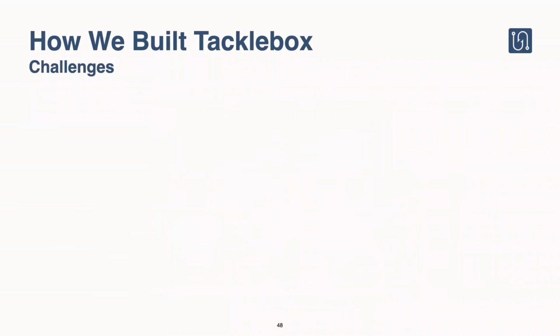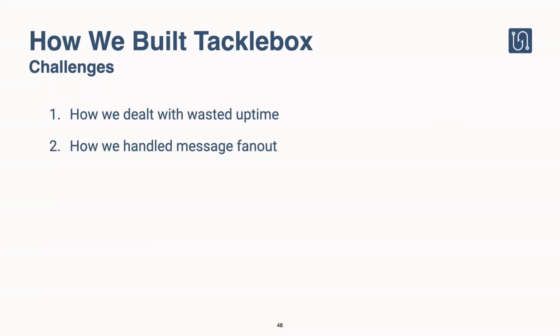Okay, so now that we've shown the end result for our architecture, we're going to talk about some of the challenges we faced along the way. Again, these challenges influenced our implementation and are how we went from our initial approach to that final architecture. These challenges are how we dealt with wasted uptime, how we handled the message fan-out process, and how we persisted message history.